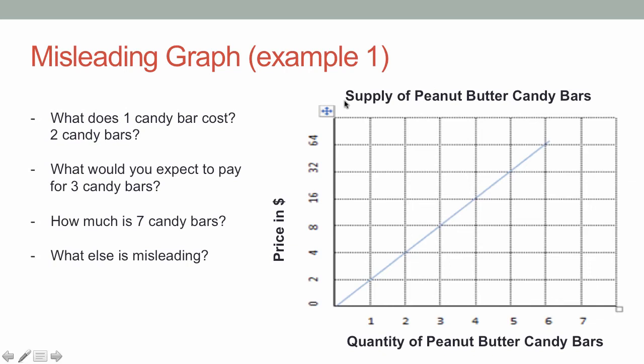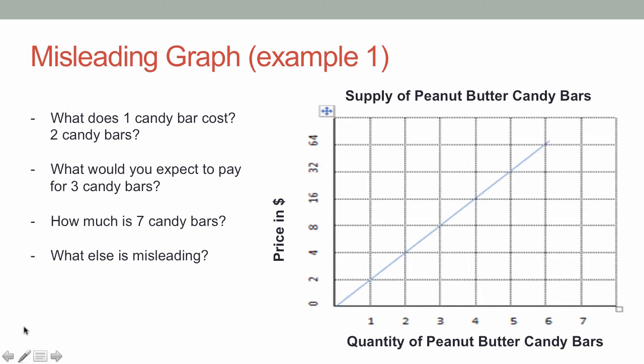Here's another one. All right, what have we got in this graph? Well, the title says supply of peanut butter candy bars. And down here I've got the quantity, 1, 2, 3, 4, 5, 6, 7. It's a nice even interval based on price. So we're comparing the quantity to price for my peanut butter candy bars. The axis here, all of a sudden I catch, look at this, 0, 2, 4, 8, 16. That's not even intervals. Well, how does that affect my graph?